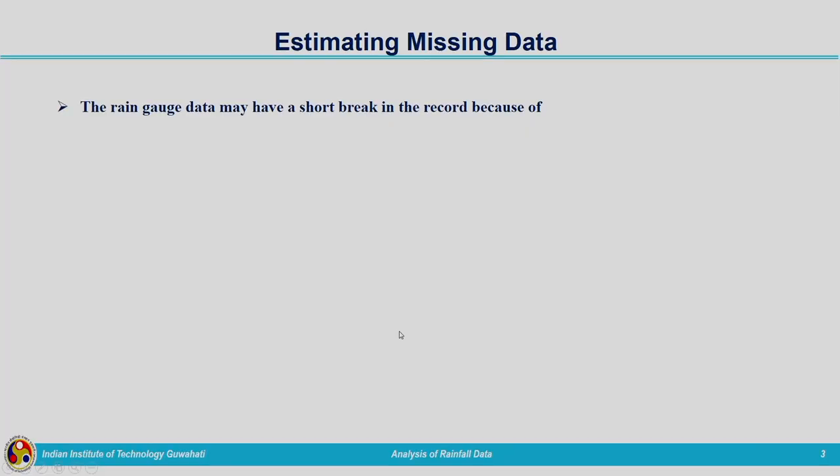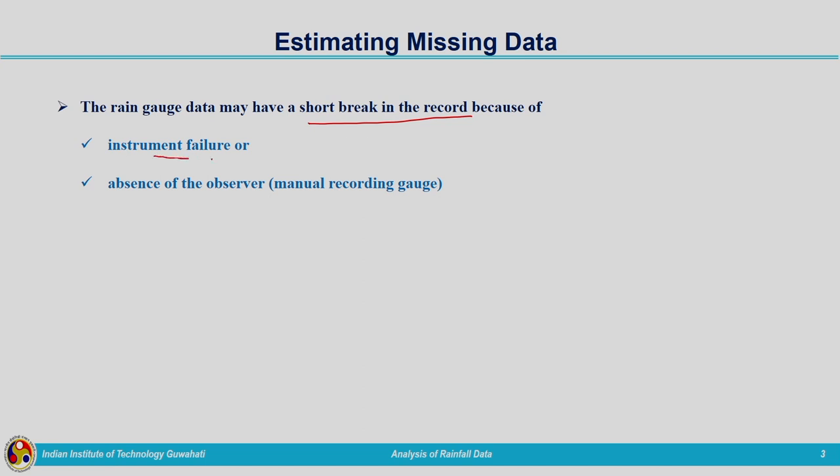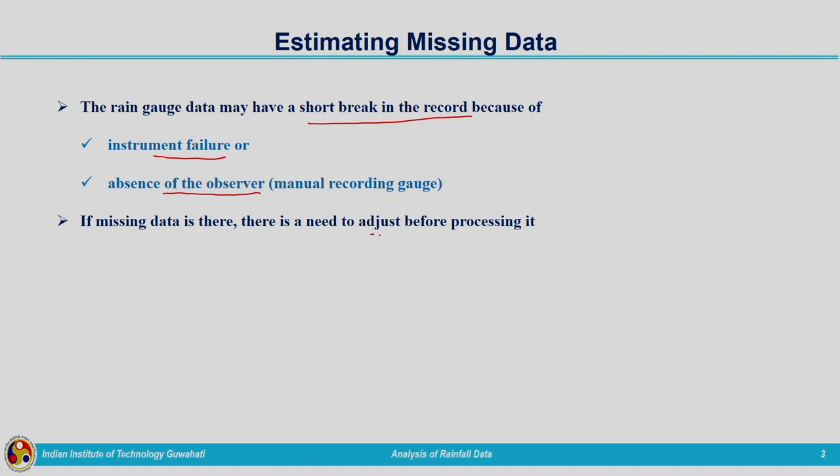Next, estimating missing data. The rain gauge data may have some short breaks in the record. How can that break occur? Instrument failure can happen, or there can be absence of the observer in the case of non-recording gauges, which we need to observe manually. On certain days, the recording of the rainfall data is missed by the observer. And in the case of recording gauges, sometimes it may be due to instrument failure. Or it may happen that due to heavy rainfall or flooded conditions, the recorder was not functioning properly. We need to process it before using it for any application.